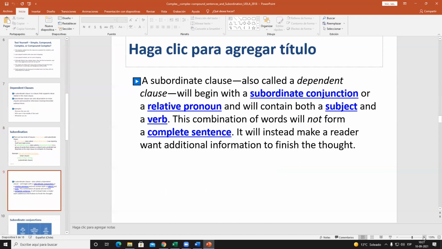A subordinate clause, also called a dependent clause, will begin with a subordinating conjunction, or a relative pronoun, and will contain both a subject and a verb. This combination of words will not form a complete sentence, because it lacks context. It will instead make a reader want additional information to finish the thought. That's why they say they don't have complete meaning.